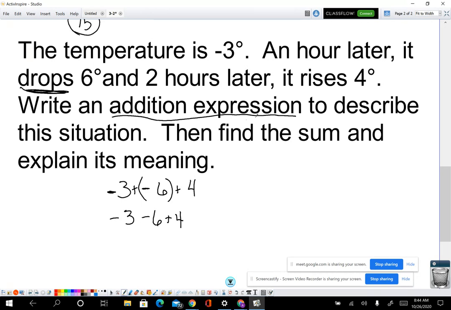And now we're going to find the sum and then give a meaning to it. So -3 plus a -6, that's a -9. And then we're going to add 4 to that, and we're going to end up at -5. And in either case, we would end up at -5. So what does that mean? The temperature is 5 degrees below 0. Or we can say the temperature is at -5 degrees. Either way. So that's the section.